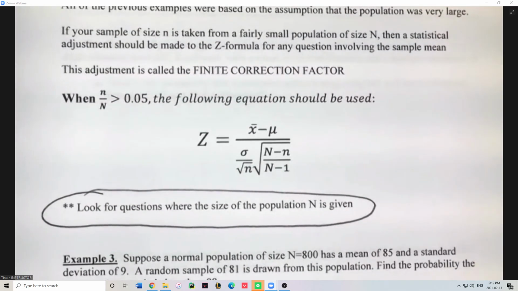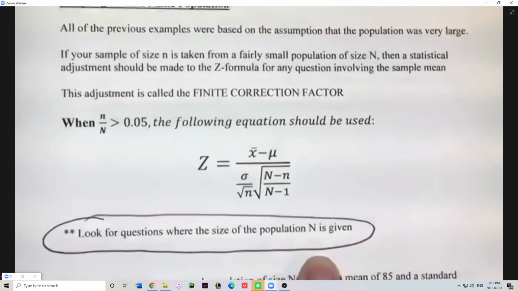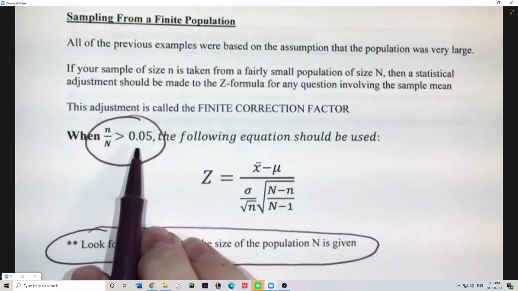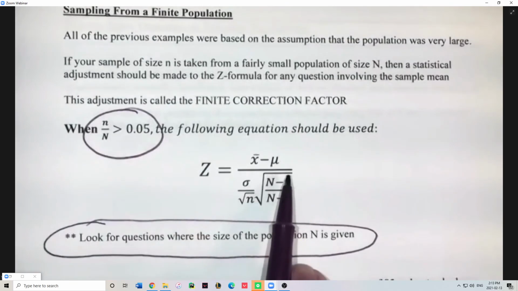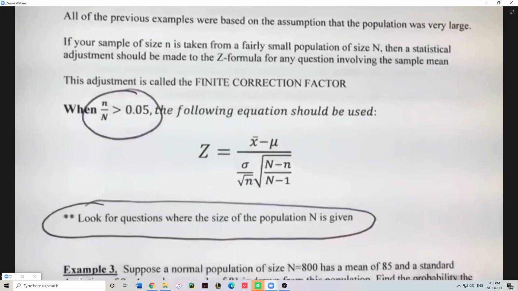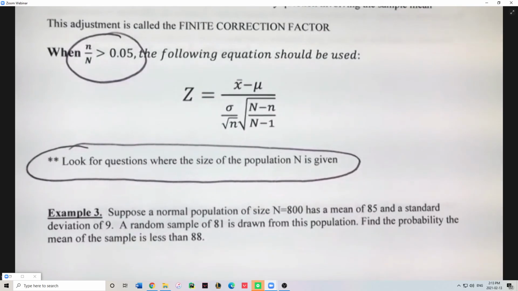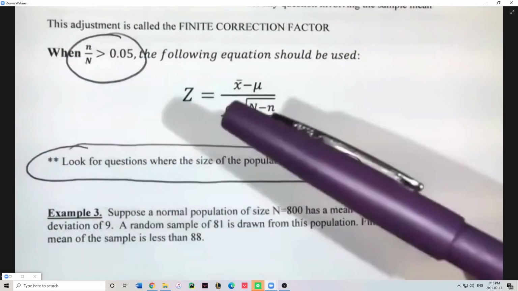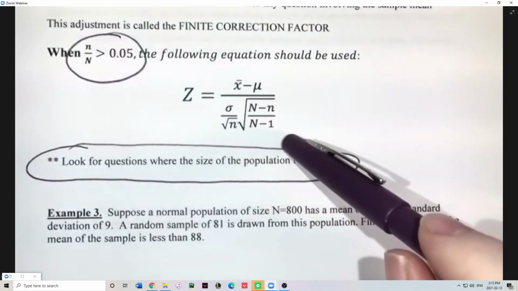So look for questions where the size of the population, big N, is given. If big N is given, you're going to check little n over big N and see if it's greater than 0.05. If it is, then you have to add in this root big N minus little n over big N minus 1, all under a root. And that'll get added into your answer. Now, there's not very many questions on an exam where they give you the population. It's very rare, right? So look for this, and if you see it, then look for n over N and check it. And if it is greater than 0.05, then add this portion in.